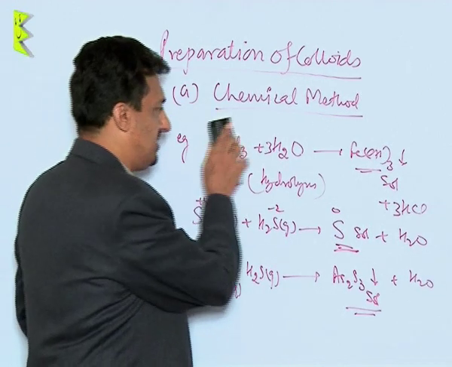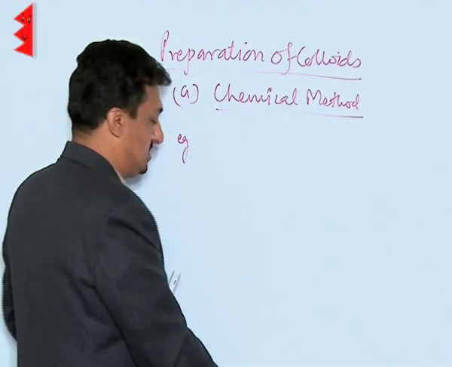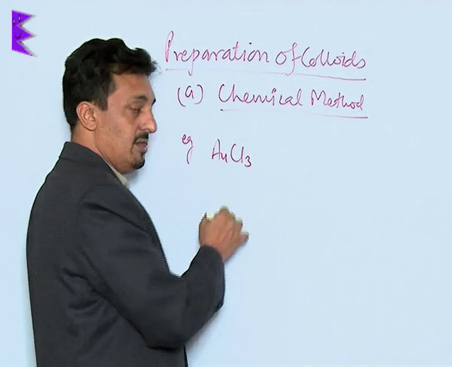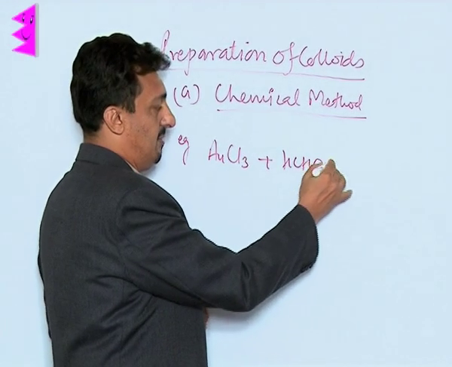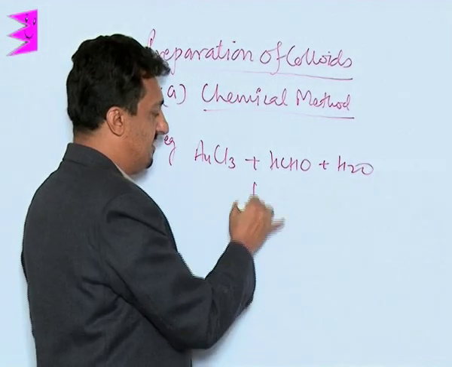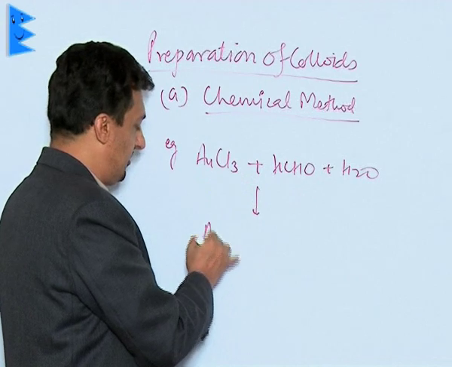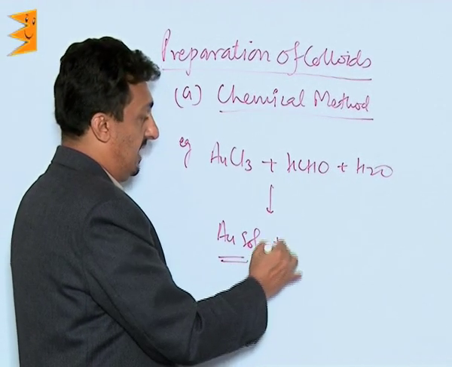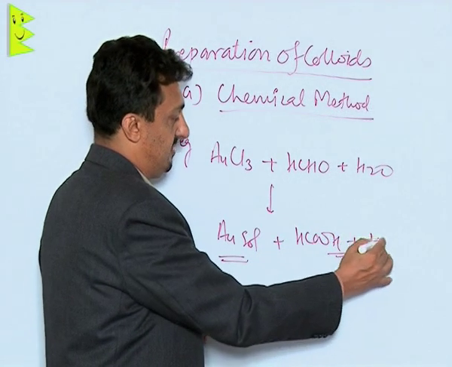There is one more method which is actually discussed in our syllabus. That's basically the preparation of gold Sol. We can prepare gold Sol by taking auric or gold chloride in presence of aldehyde, formaldehyde, and water. Now when these three are mixed, a redox reaction takes place. Aldehyde reduces gold chloride to gold Sol, and it itself gets oxidized to formic acid and it forms HCl.